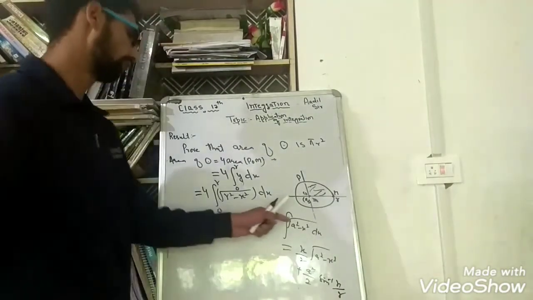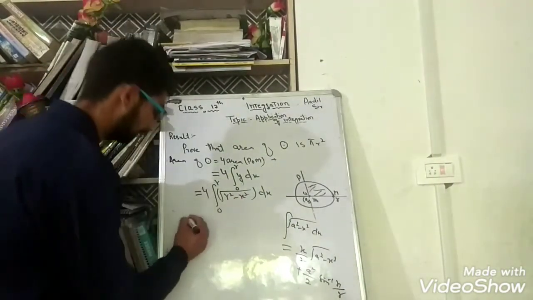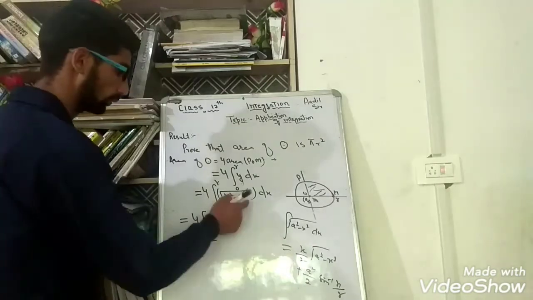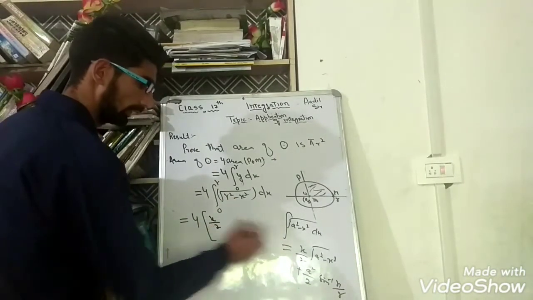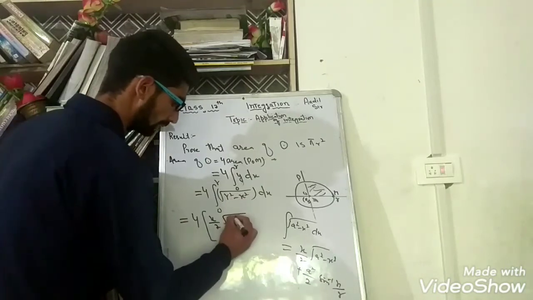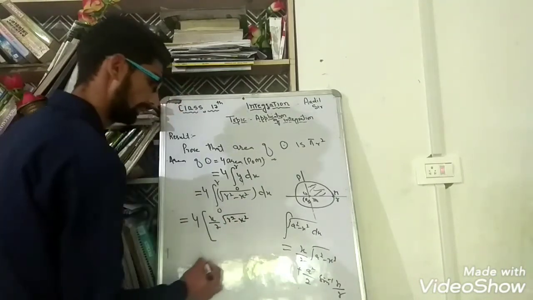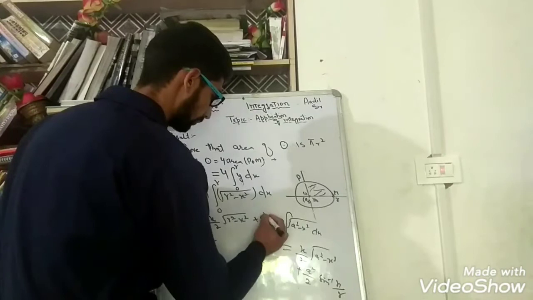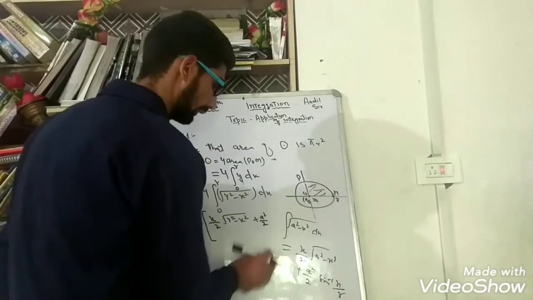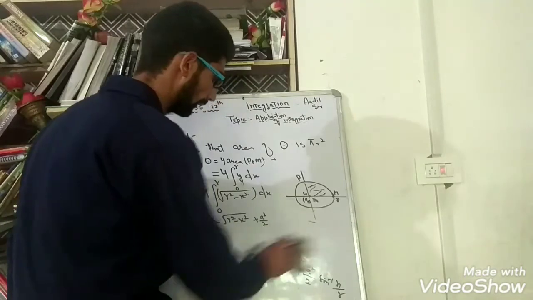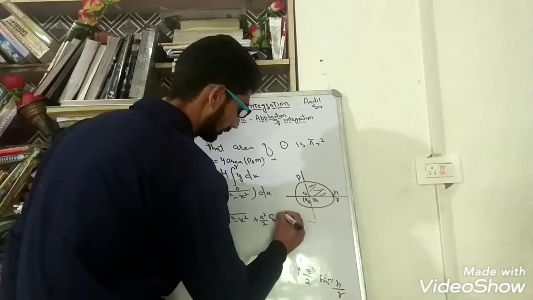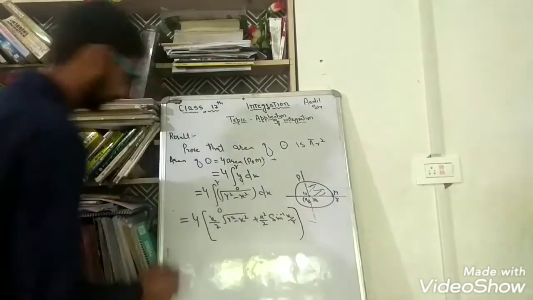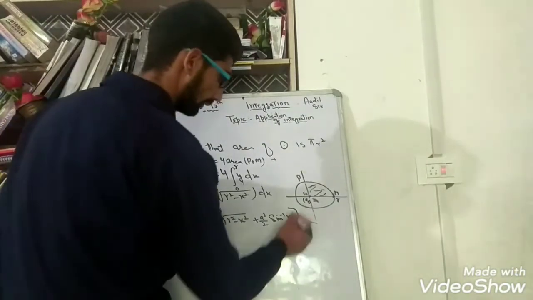I have already given you its proof, so now you can apply it here. It will be equal to 4 times x divided by 2, under root of r square minus x square, plus r square divided by 2 sine inverse of x divided by r. So you write here sine inverse of x divided by r. Now the limits are from 0 to r.